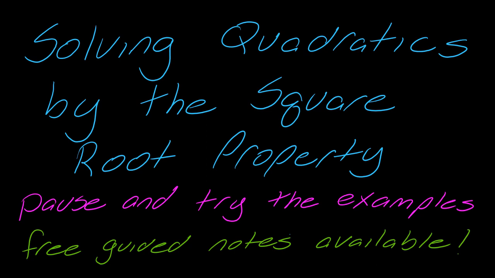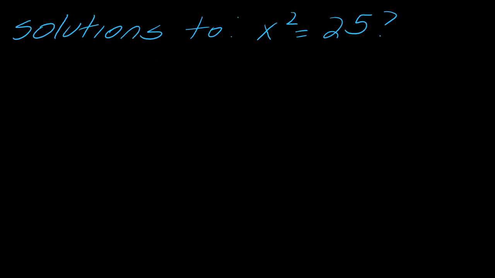Okay, so in this video, we're going to talk about solving quadratics by the square root property. And I'm going to motivate this with an example. So let's just, without me telling you anything, what are all the solutions to x squared equals 25? Well, of course, 5 squared would equal 25, right? So 5 squared equals 25. But there is another. The other would be negative 5.